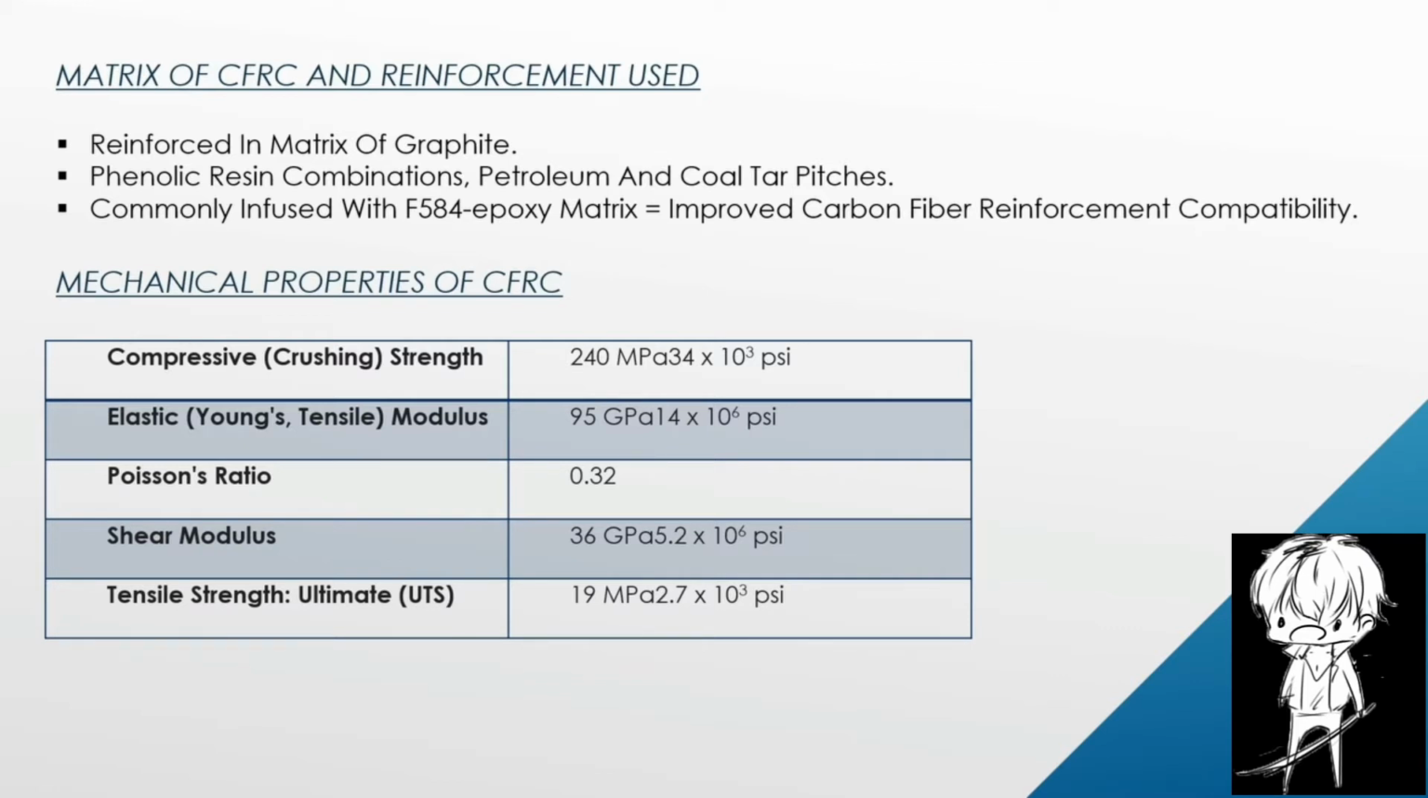For the mechanical properties of CFRC, it has a compressive crushing strength of 240 megapascal, an elastic Young's tensile modulus of 95 gigapascal, Poisson's ratio of 0.32, a shear modulus of 36 gigapascal, and finally a tensile strength or the ultimate UTS of 19 megapascal.